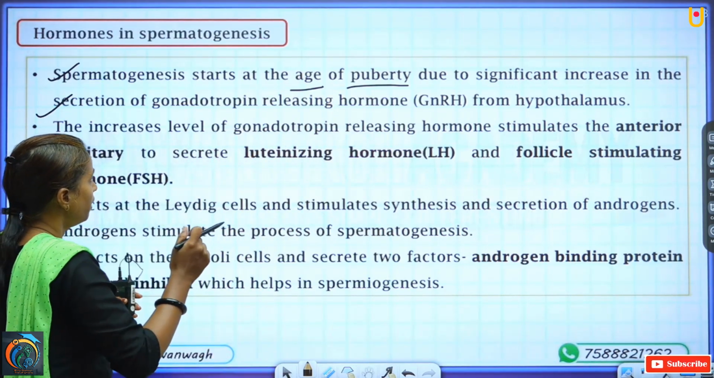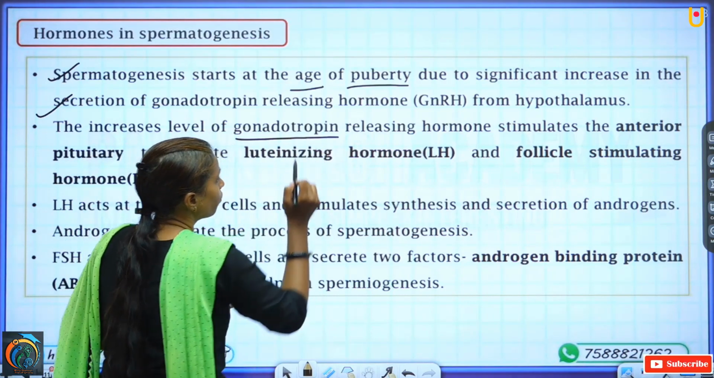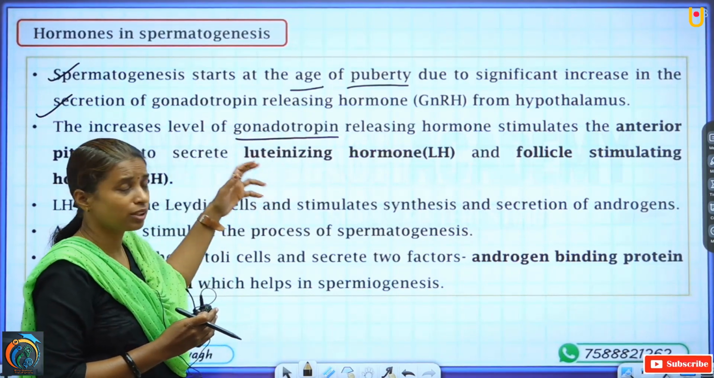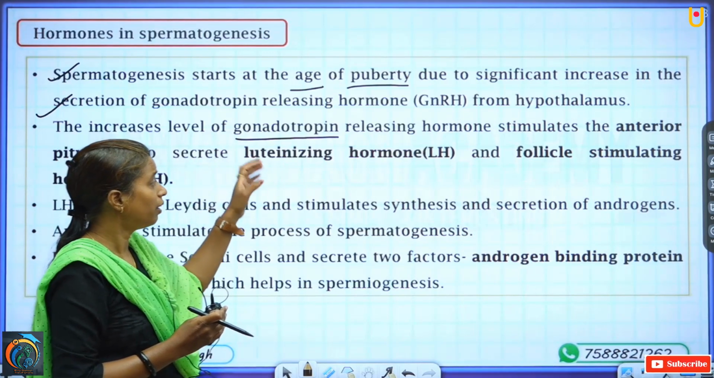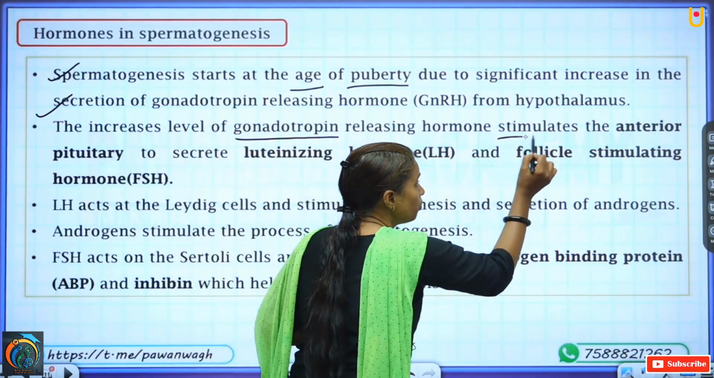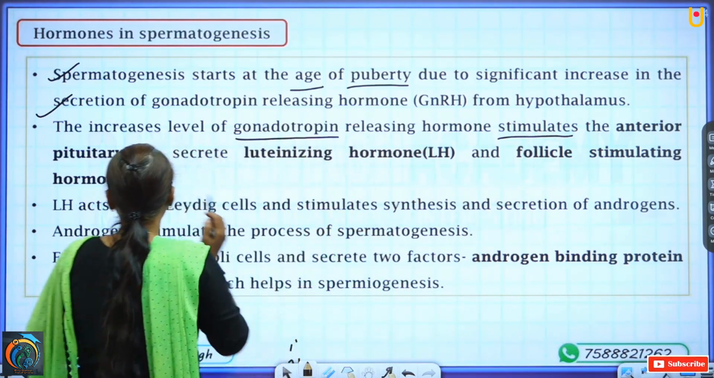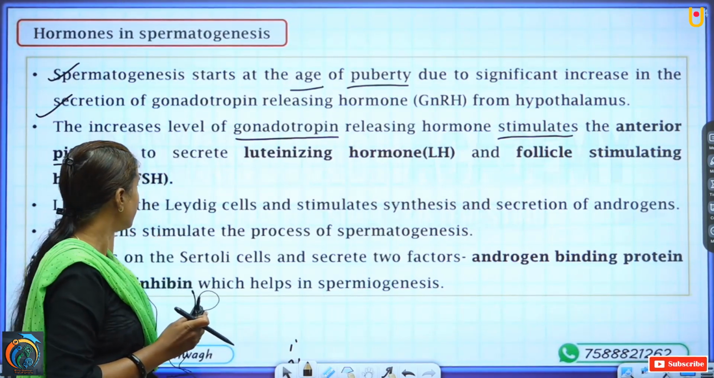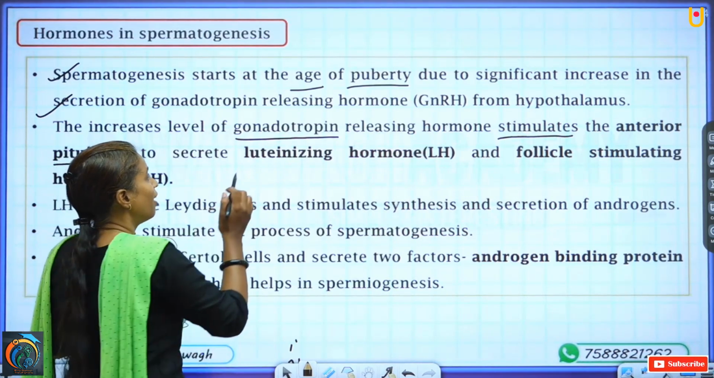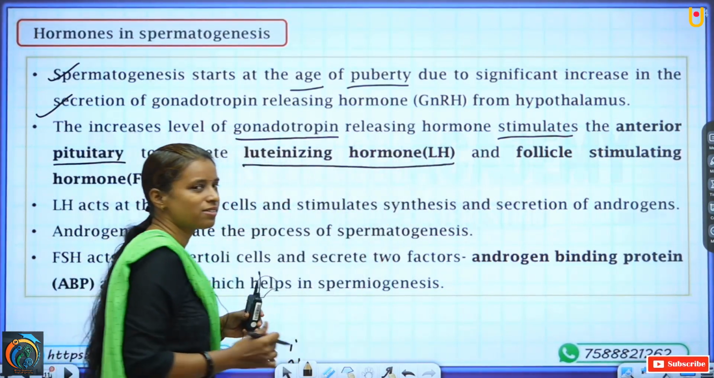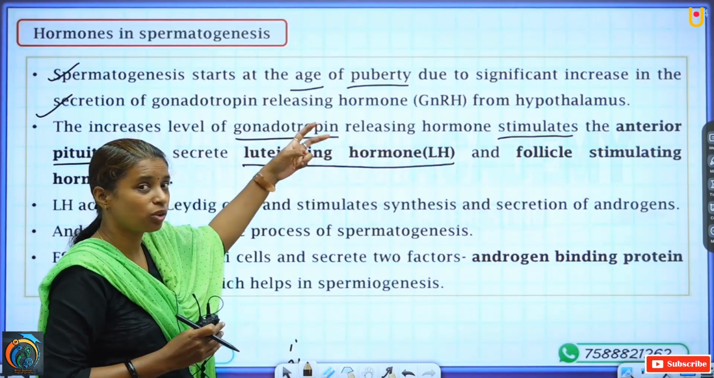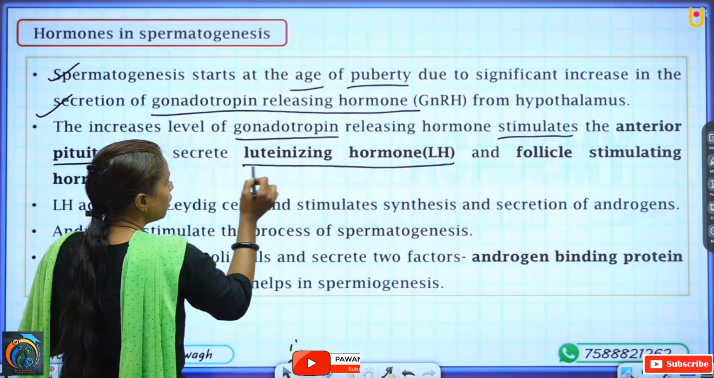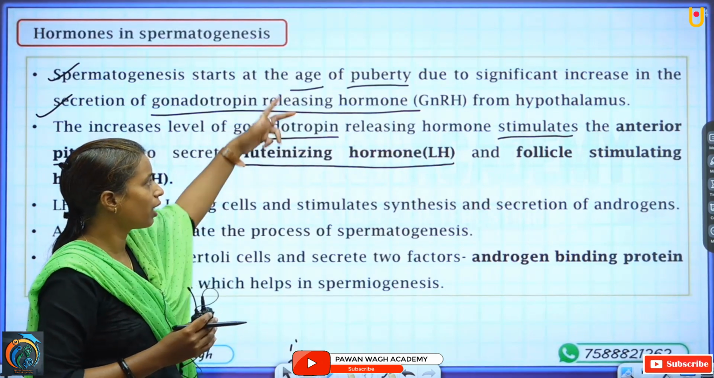Now, when the level of gonadotropin increases in the bloodstream, what happens? They will stimulate. Whom are they stimulating? They will stimulate the anterior pituitary gland. After stimulating the anterior pituitary gland, it will secrete one important hormone. That hormone is known as luteinizing hormone. See, here you have seen two types of hormone. First is gonadotropin releasing hormone and second is luteinizing hormone. But both of them have different roles.